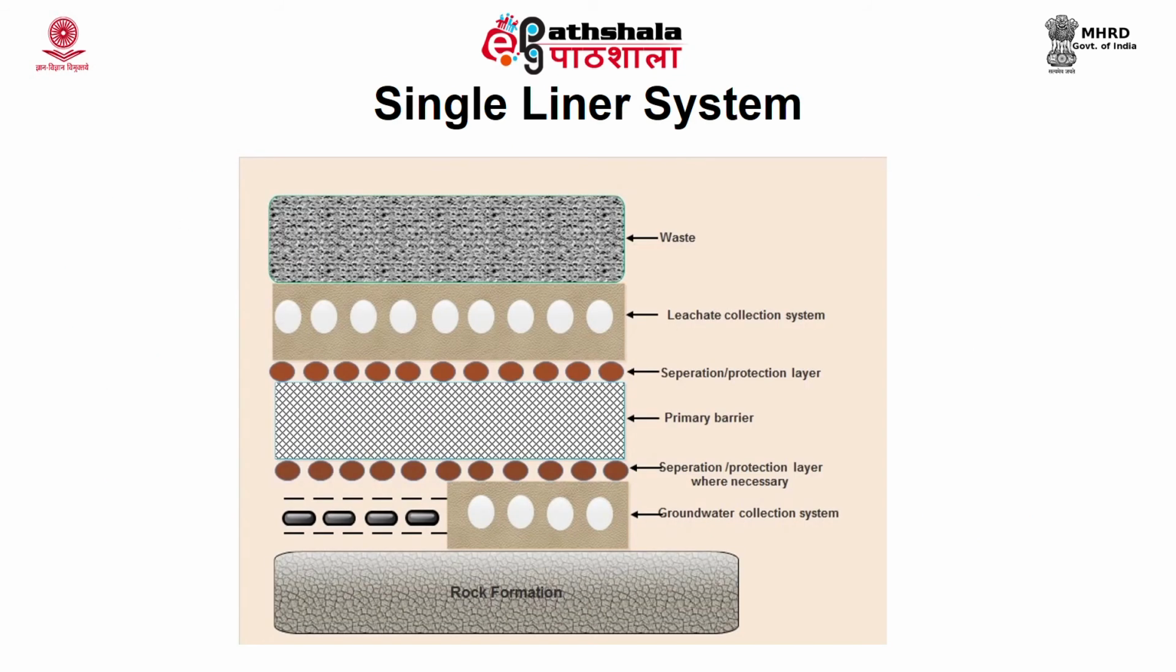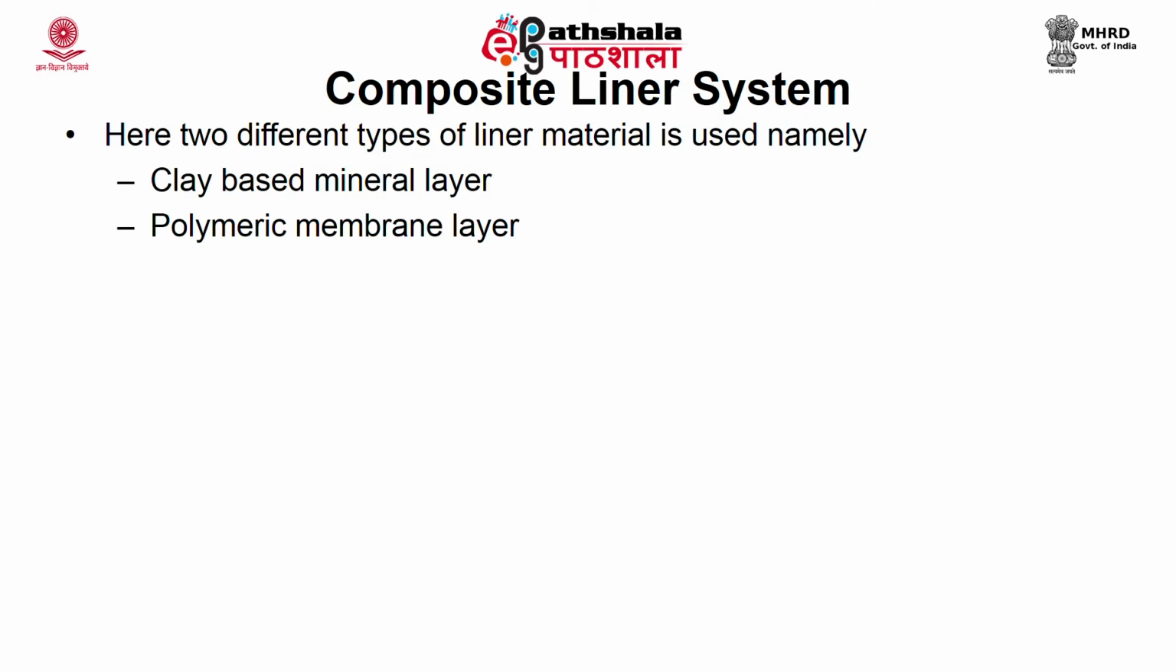Now, this image shows you the single liner system, where you can see the waste. Below the waste you have a leachate collection system, and below that you have a protection layer, and then you have a primary barrier, then you have another protection layer before that groundwater collection system. Now, this protection layer will be a geotextile lined with a geonet or a simple geotextile alone. The second type of liner system is the composite liner system.